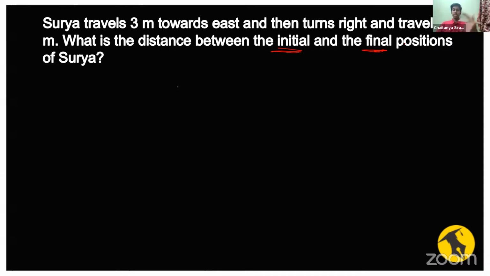Okay, so we did a question on vertical, then we did a question on horizontal. Now they are asking for what we can call a diagonal distance, or distance between initial and final. So let's say Surya was here at first. He traveled 3 meters east and then took a right. So which will be right? This will be left. This will be right. So he took a right and traveled 4. So the distance between his final and initial would be represented by this line.